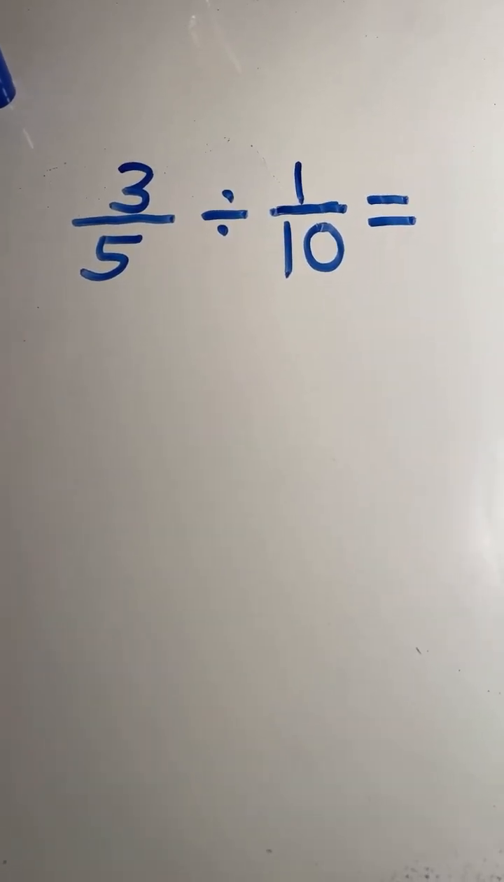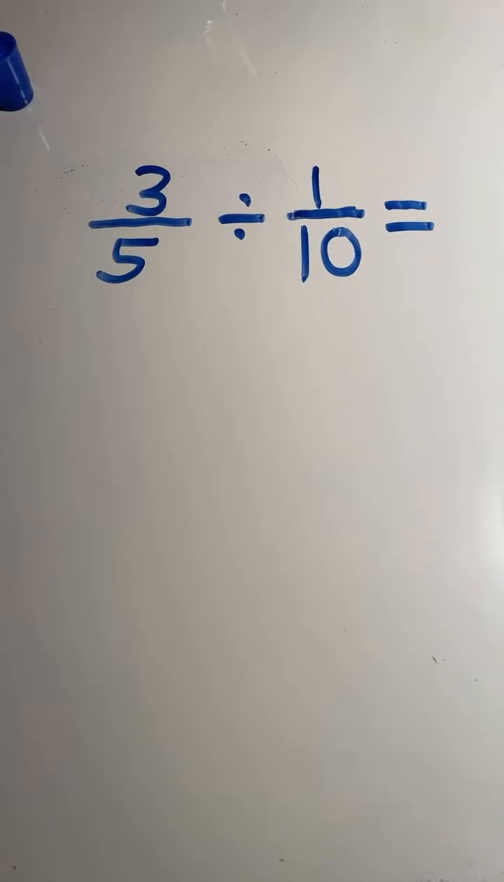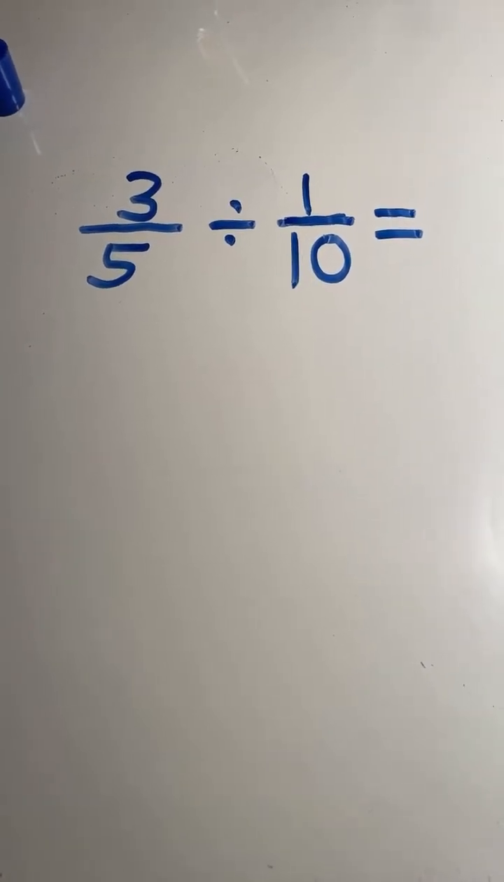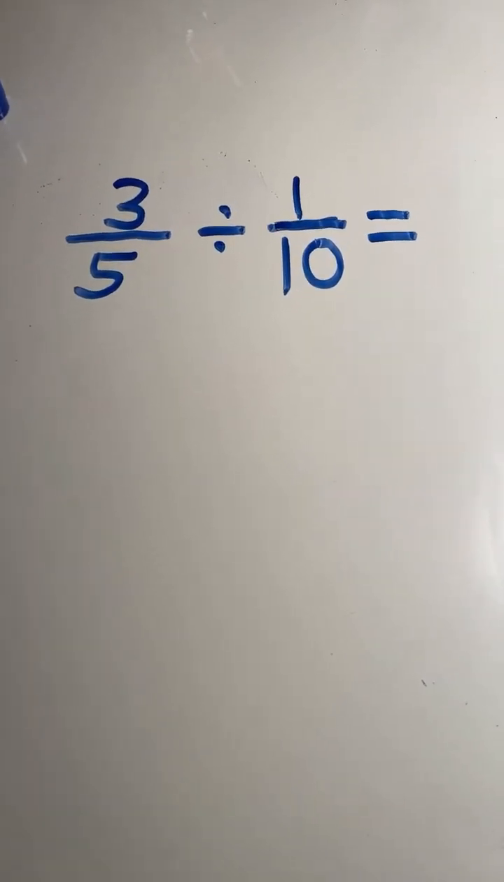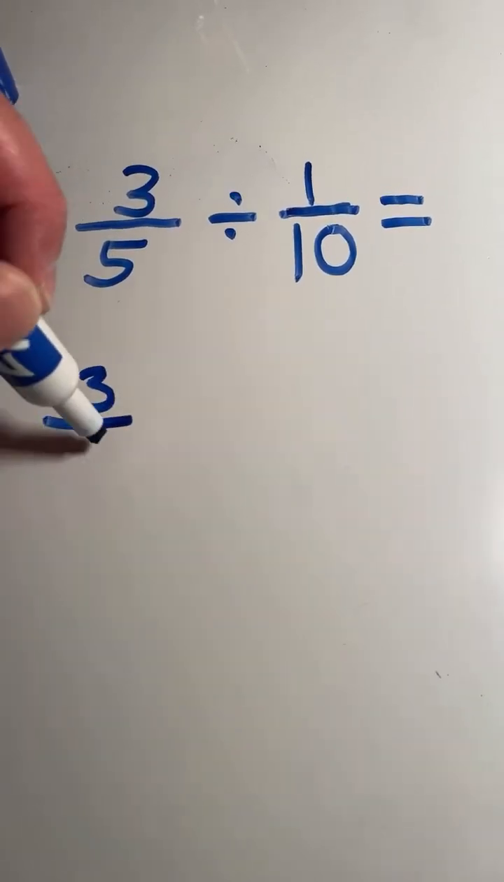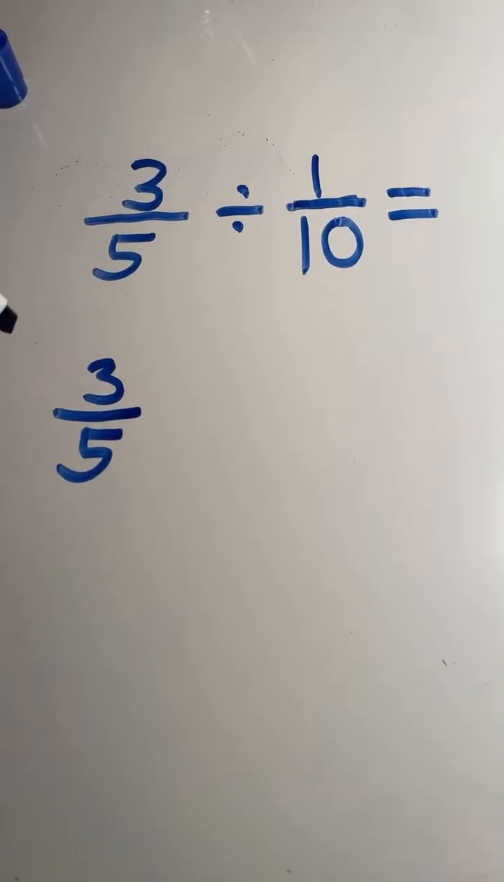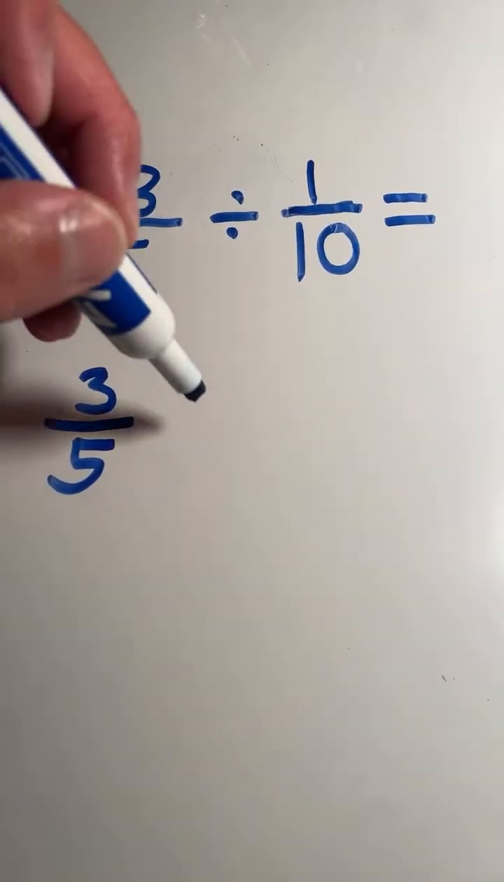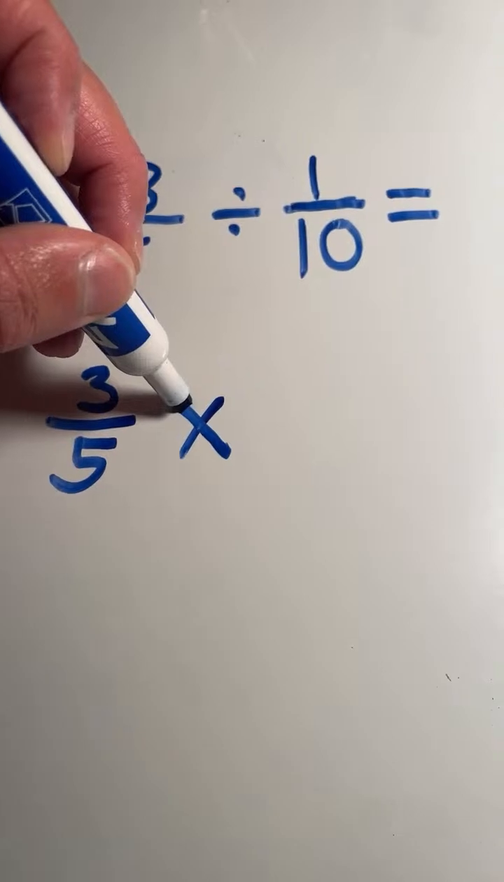So next, we have 3/5 divided by 1/10. So step 1, we keep the first fraction the same. Step 2, we change the division sign to a multiplication sign.